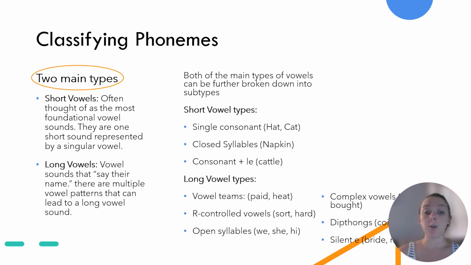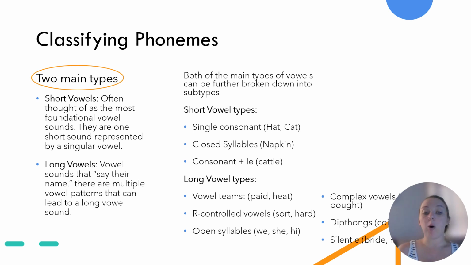The short vowels can be broken down into single consonant, examples of that would be hat or cat. The closed syllable, a great example of that is napkin. And then the consonant LE, like cattle. And then there's the long vowel types.